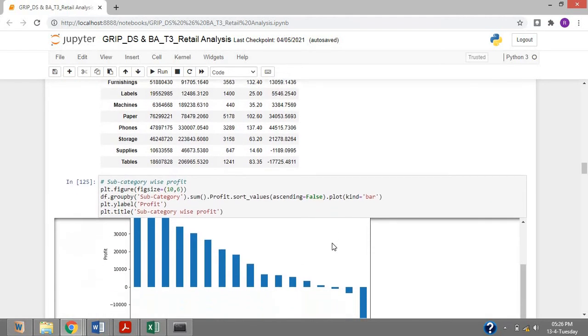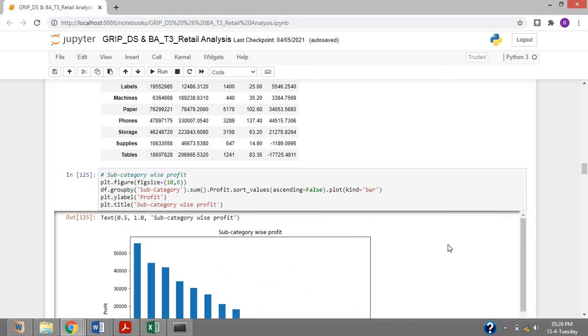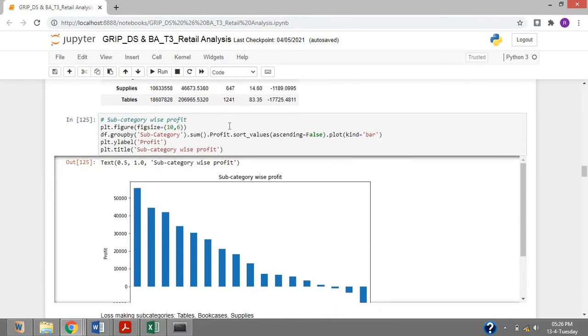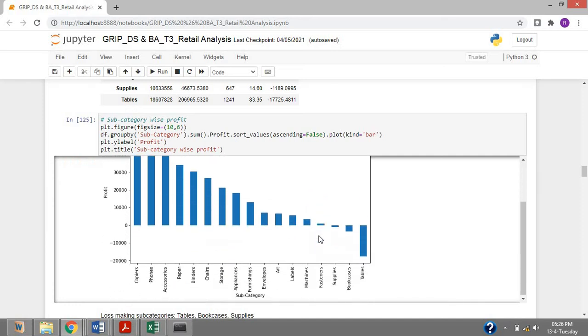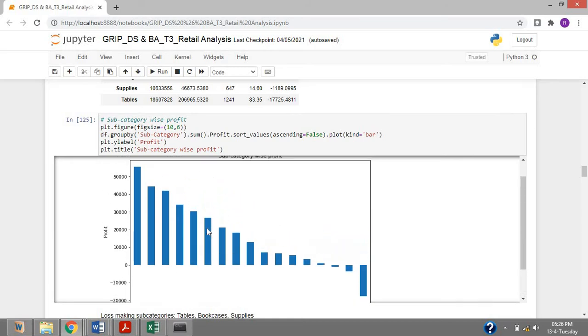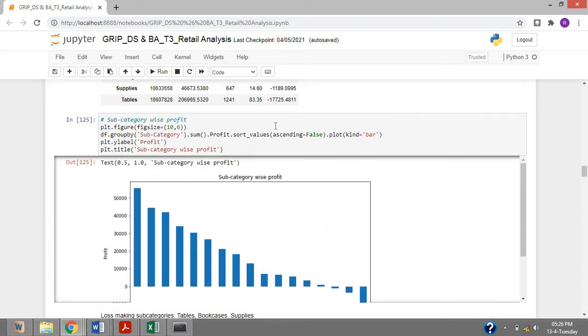So we will plot. So here we are adjusting the size of the plot, just so that there is no overlap between the entries. So using the same group by, and here in addition to that we are sorting the values based on descending order, and we are plotting using dot plot, specifying the kind to be bar.